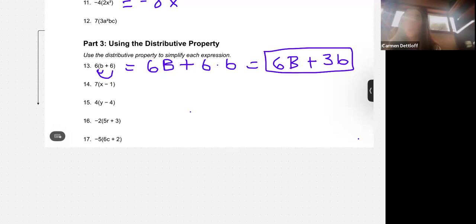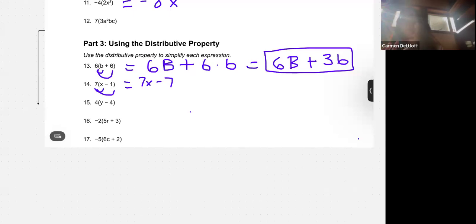Okay, let's look at number 14. Again, I'm going to distribute. So I've got 7, and I'm going to multiply it by each term. 7 times x, 7 times negative 1. 7 times x is 7x, minus 7. 7 times negative 1 gives me negative 7. Okay, bada bing.